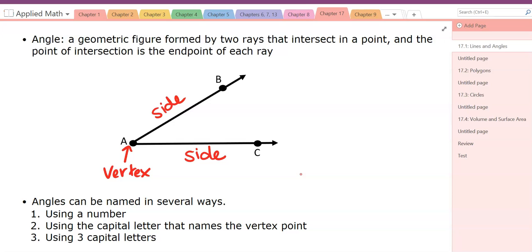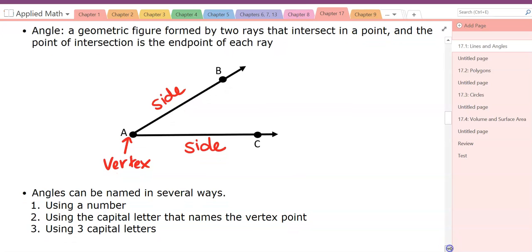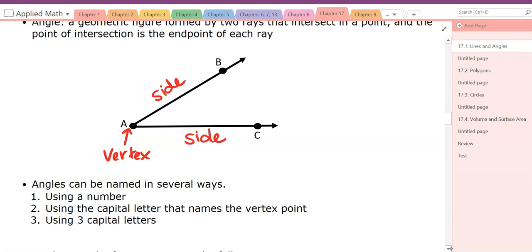Now, to name angles, you can do this in a couple different ways. First way is if you're using a number. Now, this one up here doesn't have a number, but let's say that right here where A is at that vertex, they called it a number 1. Like they put a 1 there, or 2, or 3. You could name it using that number then. So you could say this is angle 1, or angle 2, or angle 3, whatever that number is. The next easy way to name an angle is just to use that capital letter that's by the vertex. So this one would be angle A.